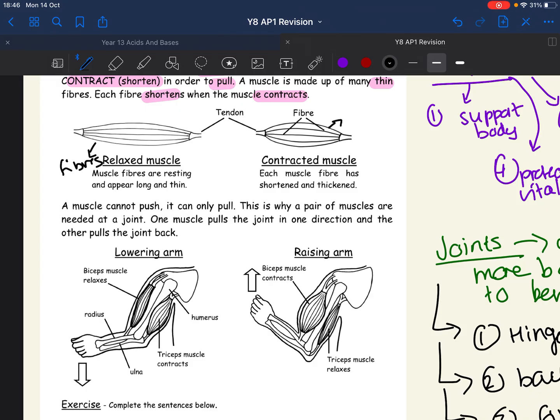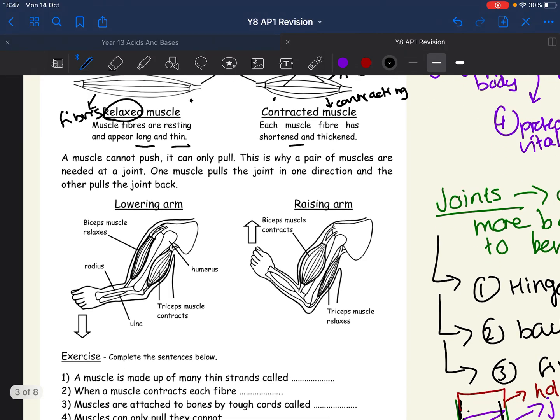These lines represent the fibers. This is the fiber contracting, and you can see when it's contracting, it's getting shorter. So this is shorter than this one. When it's contracting, this is when the muscles contract. And when the fibers relax and they're long and thin, this is when the muscle is relaxed. A muscle cannot push, it can only pull.